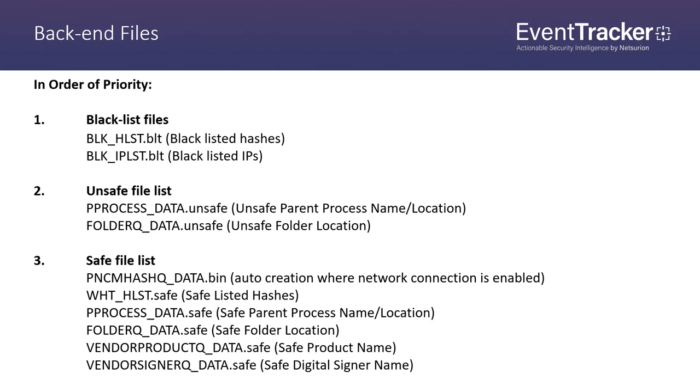Next, it will check the unsafe file list. The list of all the unsafe processes are maintained in the unsafe list. It includes all the unsafe parent processes or locations, along with the unsafe folder locations that are identified by the users. To understand this better, let us consider an example where Microsoft Outlook might contain emails with multiple attachments.